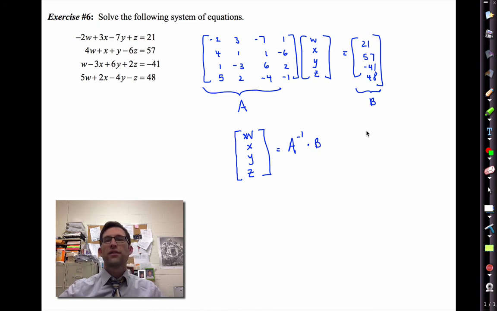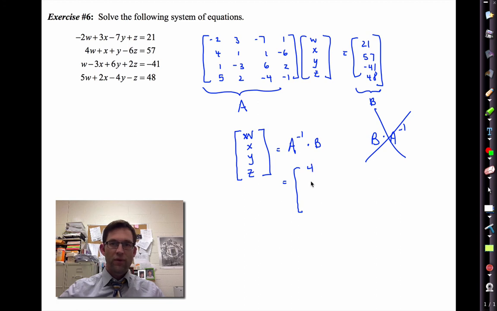It's important to write it that way. You can't have B times A inverse. It won't even work. And then tell me what they're equal to. And in this case, it was 4, 7, -2, and -6.